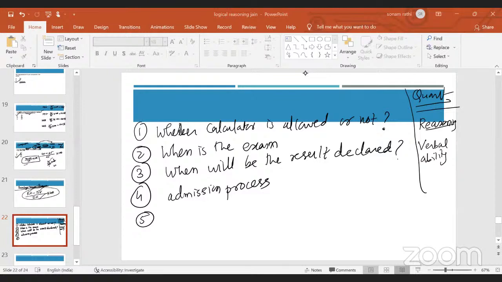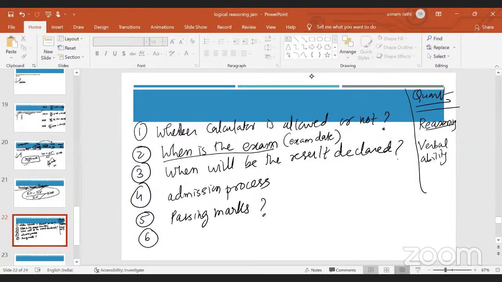I don't know about the passport thing. Passport thing you have to ask. Passing marks. Okay, passing marks. Exam date I've noted. When is the exam? Exam date. So this question you're going to ask. Okay. Now passing marks. Okay, passing marks. Sixth question.